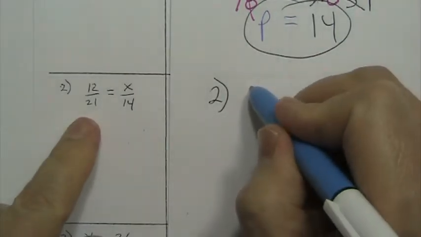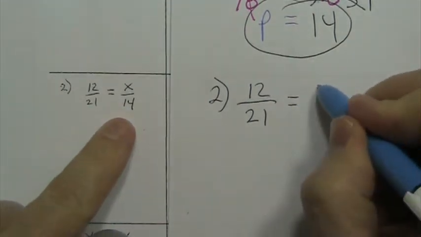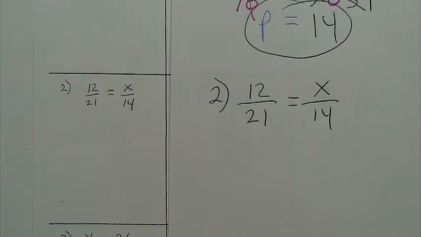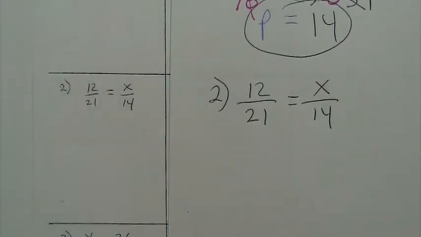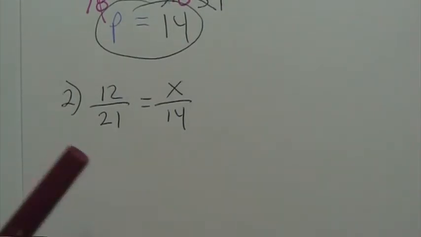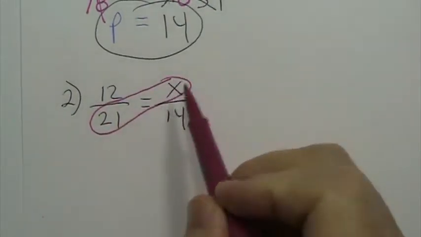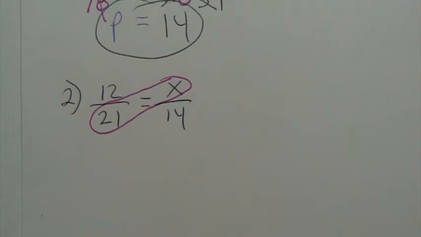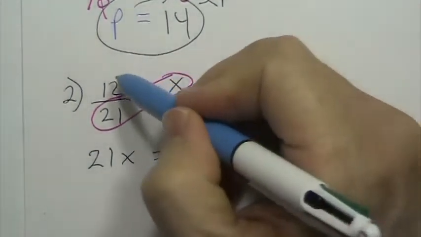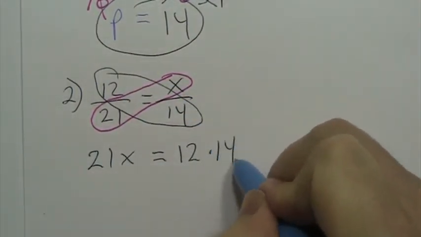Here's the second problem. 12 over 21 equals x over 14. Okay, so you want to use cross products. So let's see, where's the x? The x is right here. So those two go together. So it's going to be 21x equals, and then these two, 12 times 14.